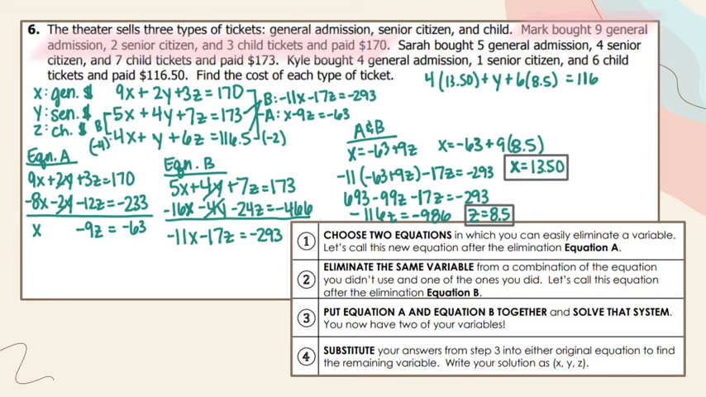equals 116.5. So 4 times 13.50 is 54, plus y plus 51 equals 116.5. So when we add the 54 and 51, then subtract it from the other side, we find that y is equal to 11.5.